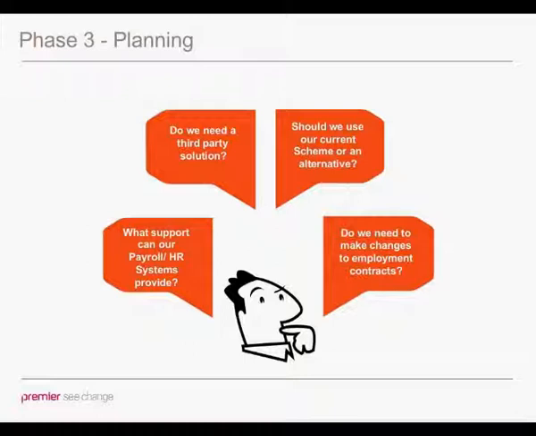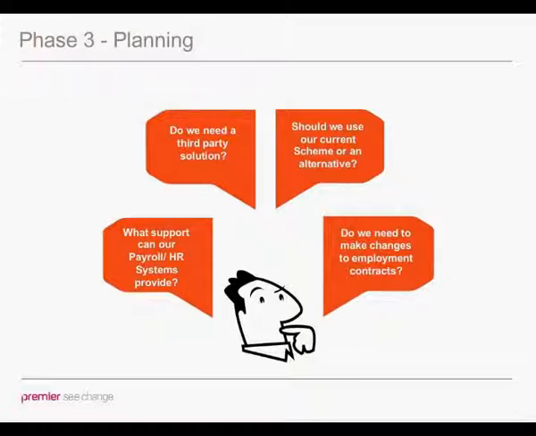So when we're looking at planning, we're really looking at these elements we've got on the slide at the moment. And there's probably three main areas to consider here. First one being the impact on HR and payroll. The second one, looking at the capability of the payroll providers, and then also looking at the capability of the pension providers to assist in compliance.